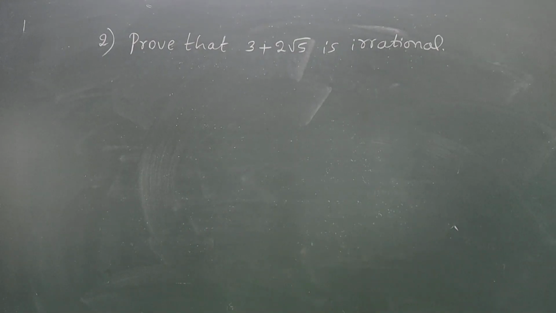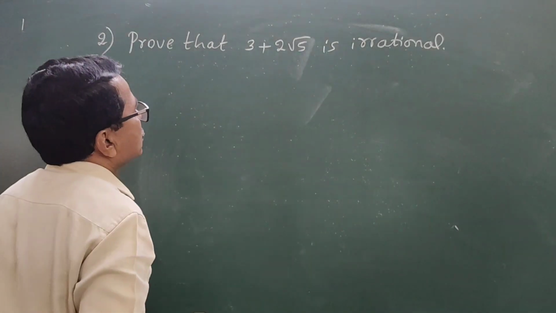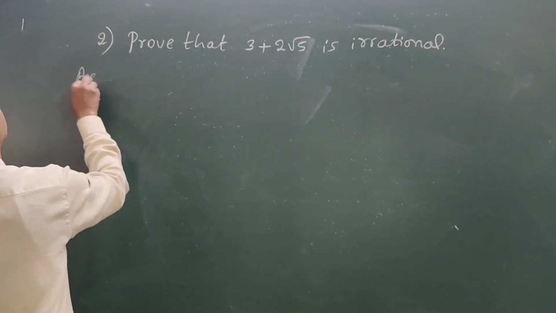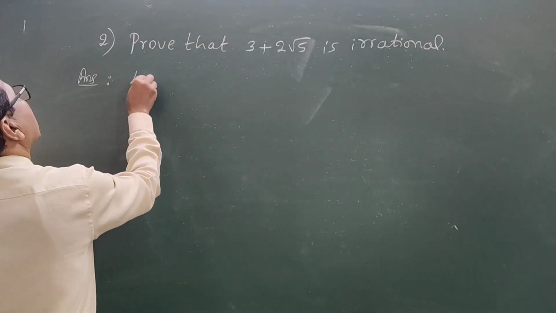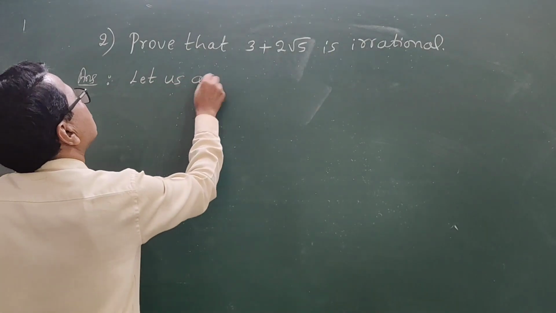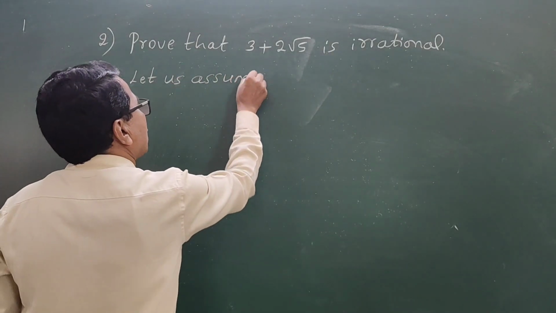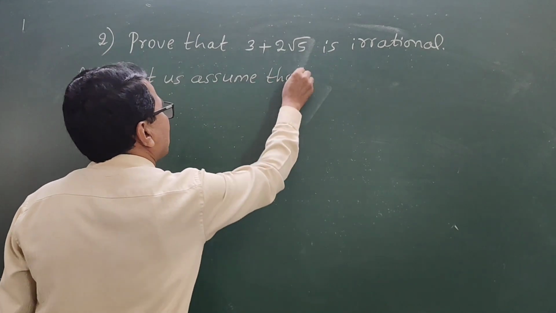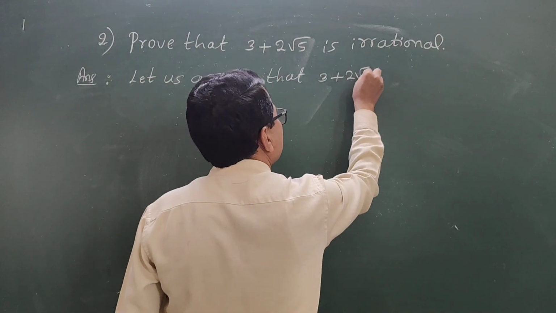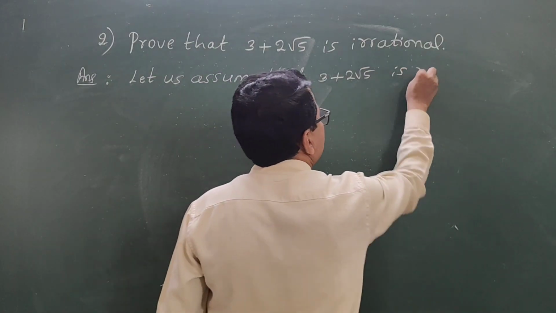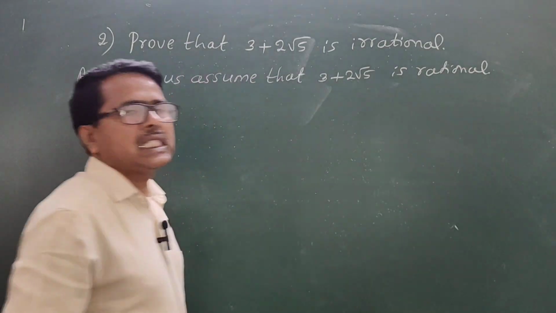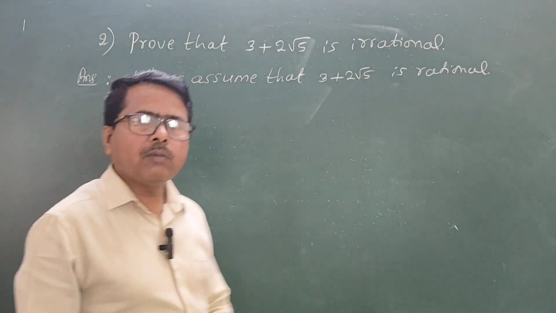Prove that 3 plus 2 square root of 5 is irrational. Method is same. Let us assume that 3 plus 2 square root of 5 is rational. If I say it is rational, we must be able to write it in the form of p by q.